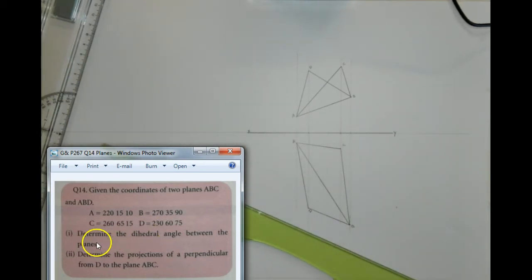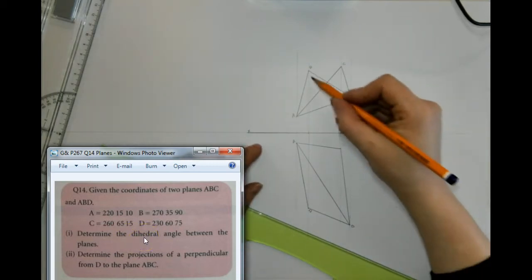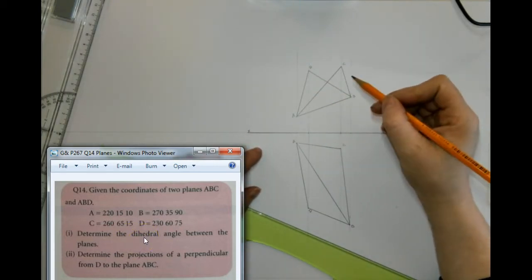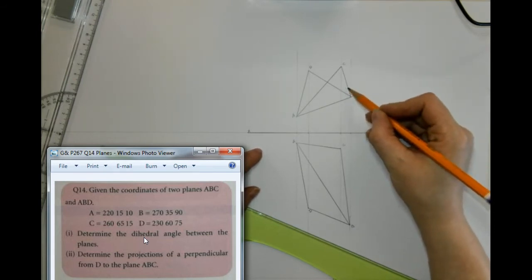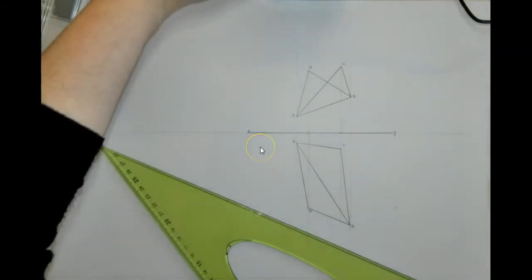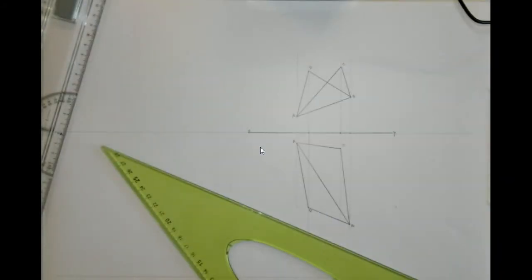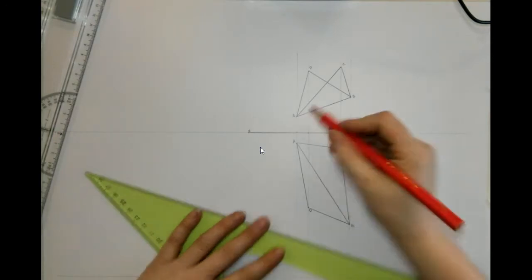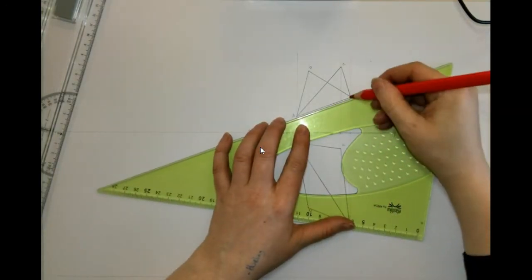So if we look at our question, part 1, determine the dihedral angle between two planes. Now, as we know, these are two surfaces, or planes as we're calling them. I want to find the angle that's between them. So in order to do that, I need to look first and foremost at the line of intersection. So I'm going to get a colouring pencil, and my line of intersection here is AB.